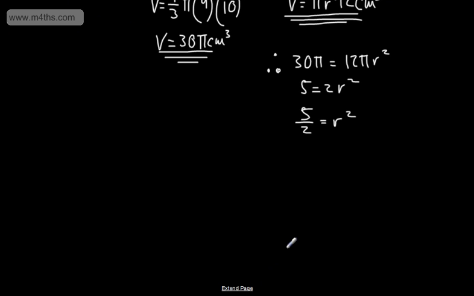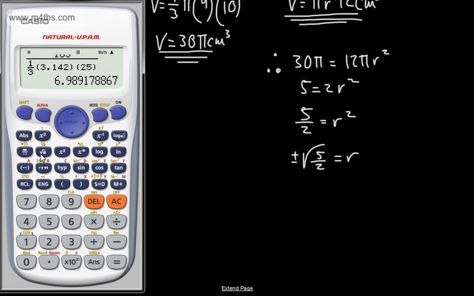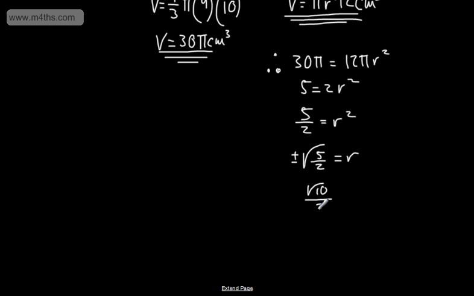We need to take the square root of both sides. Technically, we can have a plus or minus the square root of 5 over 2. It will be the positive as it's a length. So if we do that, we can take the square root now of 5 over 2, or if you like, 2.5. And that's going to give us now the root of 10 over 2, so root of 10 over 2 is equal to the radius, therefore the diameter is going to be now twice this, which is going to give me the root of 10.